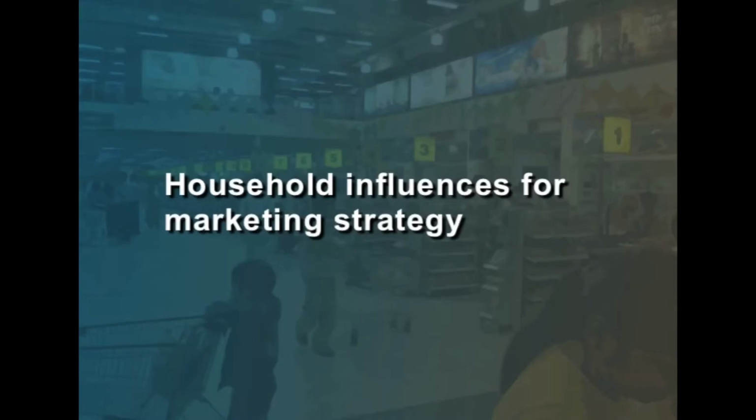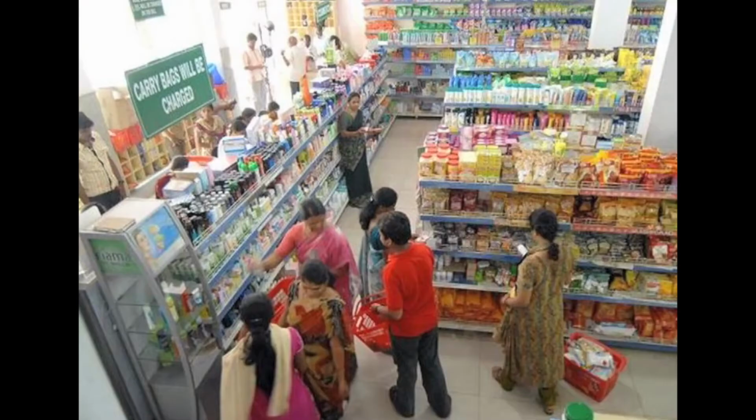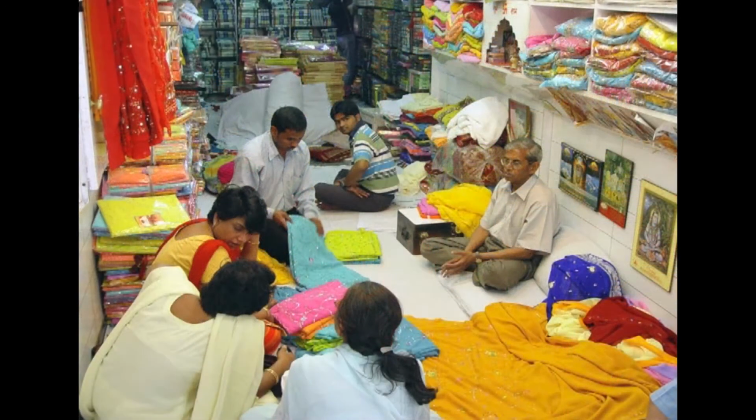Household influences for marketing strategies. How exactly do households influence the marketing strategy? If we look into it, there are interdependent variables. The household unit, the stage of the household life cycle, and the household decision process are the factors which influence the consumer's purchasing or the behavior pattern of consumption. This in turn is affected by the marketing strategies.